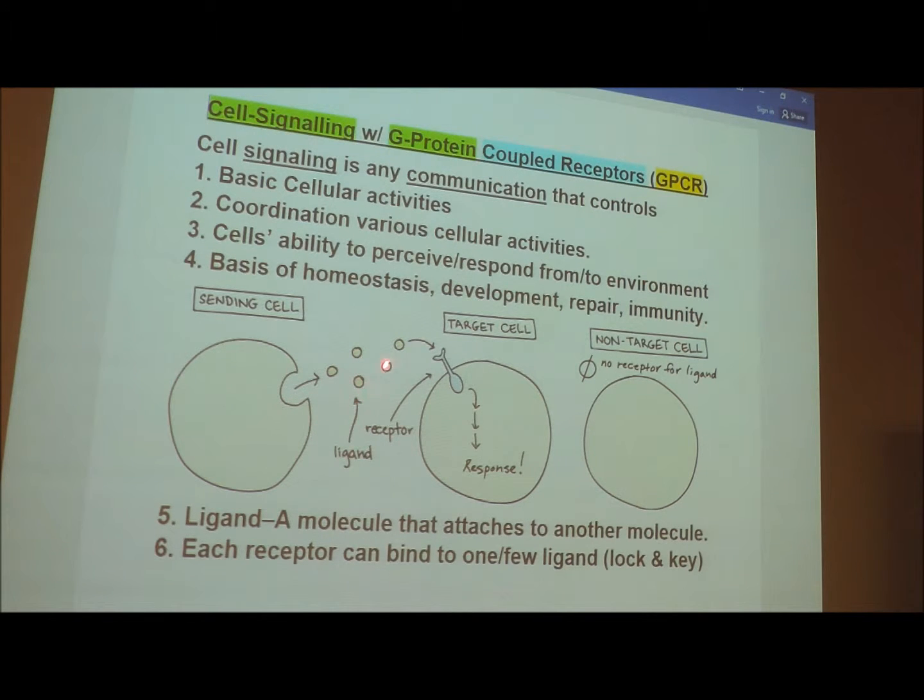it works on a cell that is called a target cell if it has a receptor to receive that signal. If it does not have a receptor to receive that signal, then it would be called a non-target cell. Following receiving the signal, it may produce a response. Each receptor can bind to one or a few ligands. So they're specific. Only certain ligands can bind to certain receptors with a lock and key mechanism.